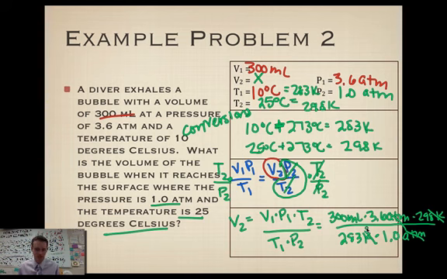I'm going to multiply across the top. Then I'm going to divide by 283 times 1. And I am going to be left with a wonderful volume of 1,137. For significant digits, we have 2 significant figures here, so I'll say that I have 1,100 milliliters.